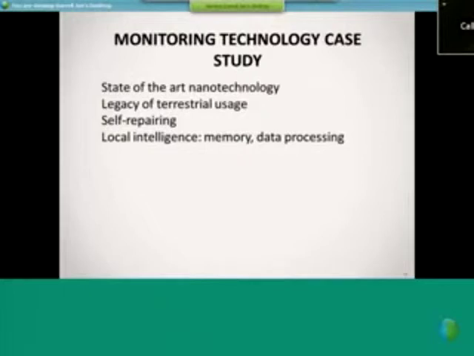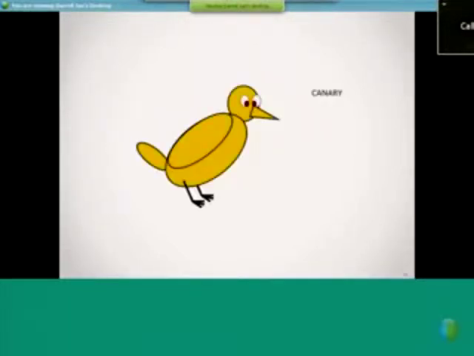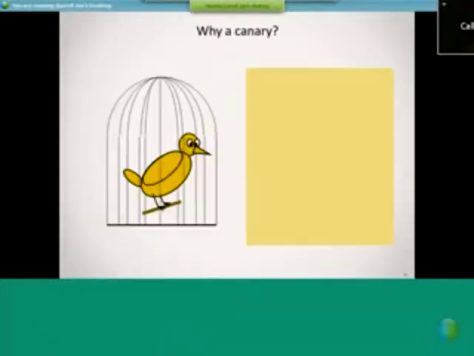Oh, by the way, here's one last clue. This approach does have local intelligence, memory and data processing. I guess all this would apply to a nose, and in fact, it's a canary, which has a nose. Okay, everybody has heard of the canary in the coal mine, and that really can work.